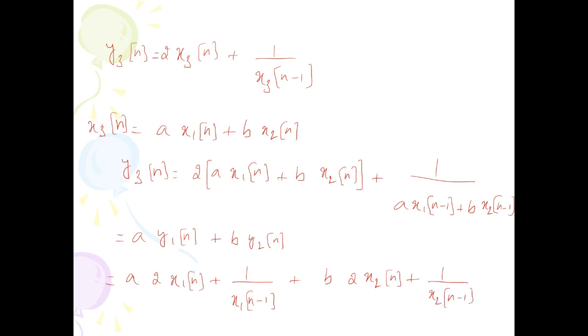Now, if you observe this term 2 into a of x of n, this and this is okay. Now, and this term is okay. Now, what about this one? This whole thing and this term and this term is not equal. So, the given system is a non-linear system.